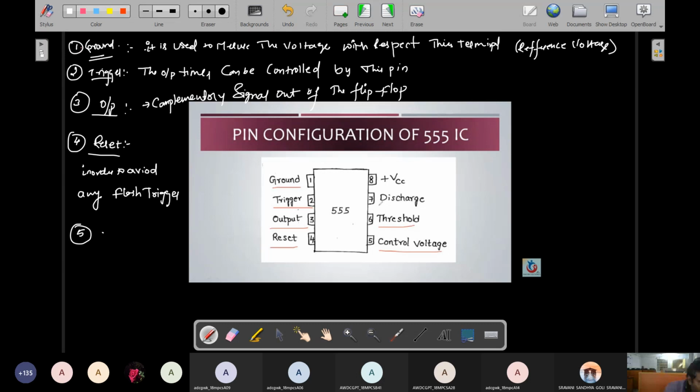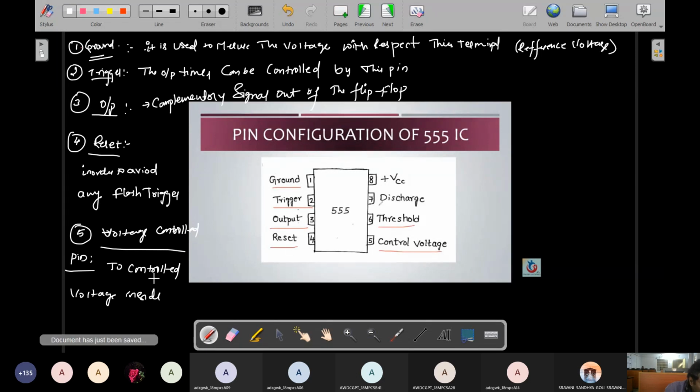So it is a voltage control pin. The voltage control pin is used to control the voltage inside. Inside, this voltage will be created by either additional resistors or external resistance or an external capacitor.